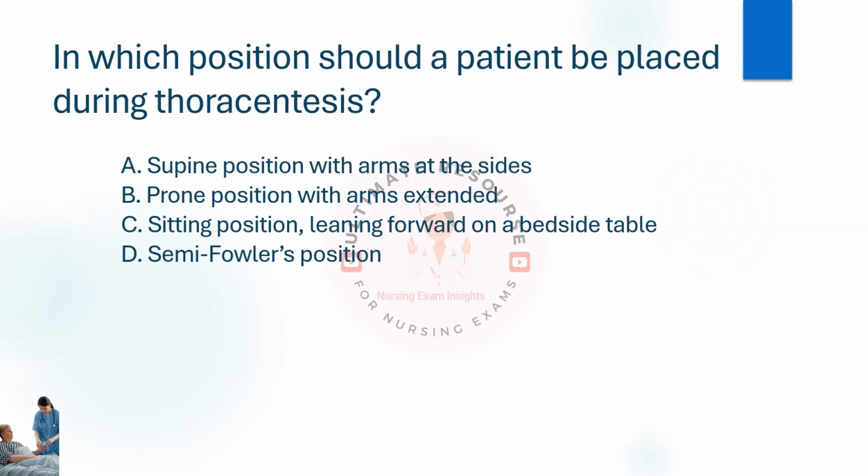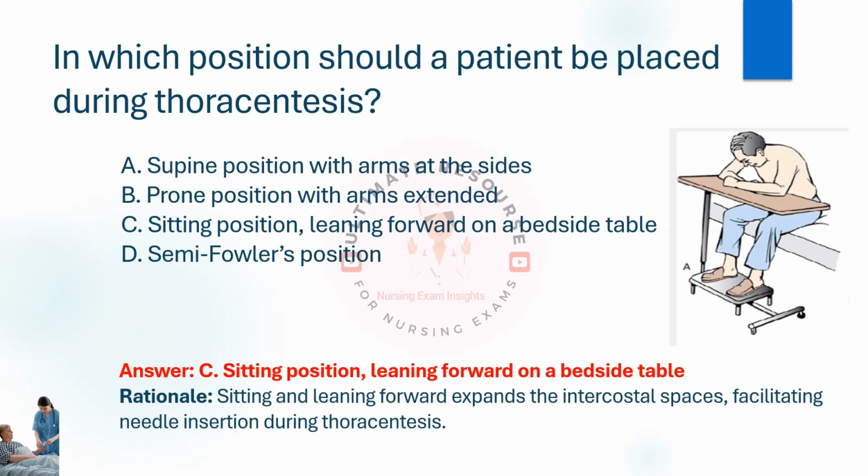In which position should a patient be placed during thoracentesis? Options are A. Supine position with arms at the sides. B. Prone position with arms extended. C. Sitting position leaning forward on a bedside table. D. Semi-Fowler's position. Answer is C. Sitting position leaning forward on a bedside table.